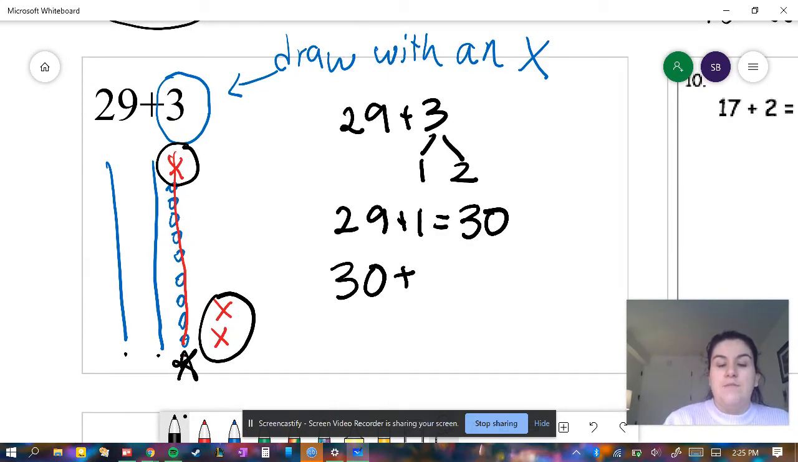After that, we had some left over here. We had 2 left. So I'm going to write that. What is 30 plus 2? Yes, 30 plus 2 is 32. So I'm going to write that over here.